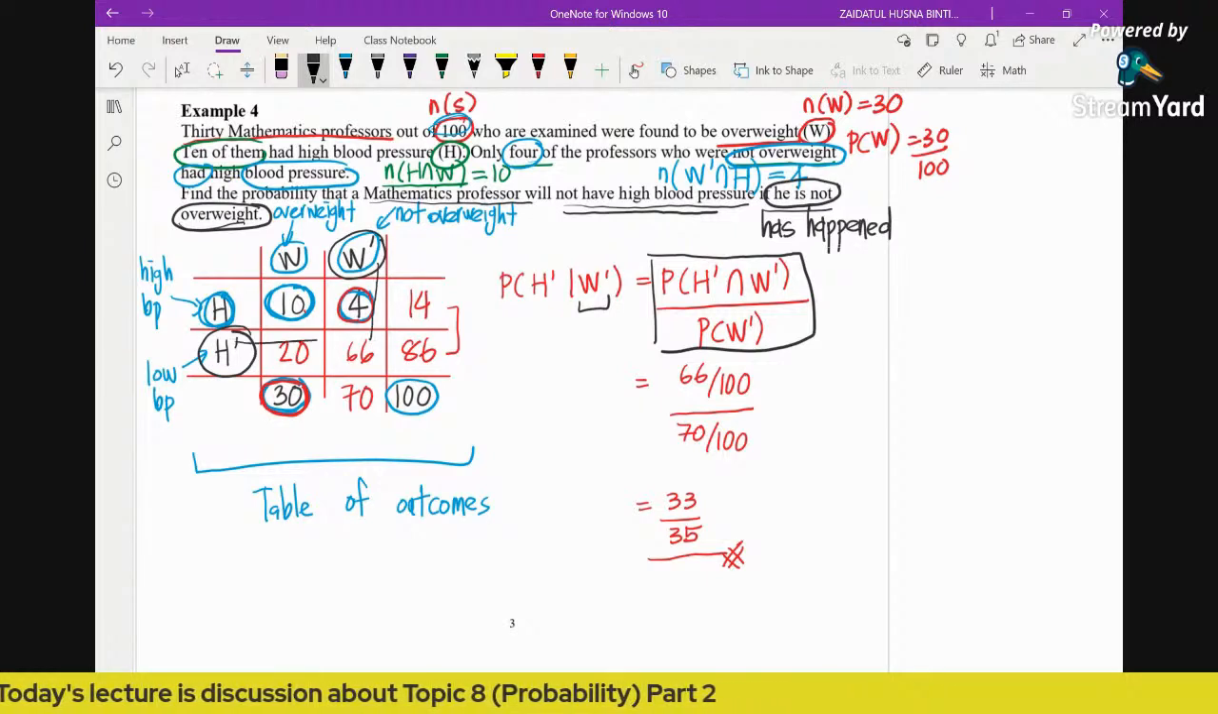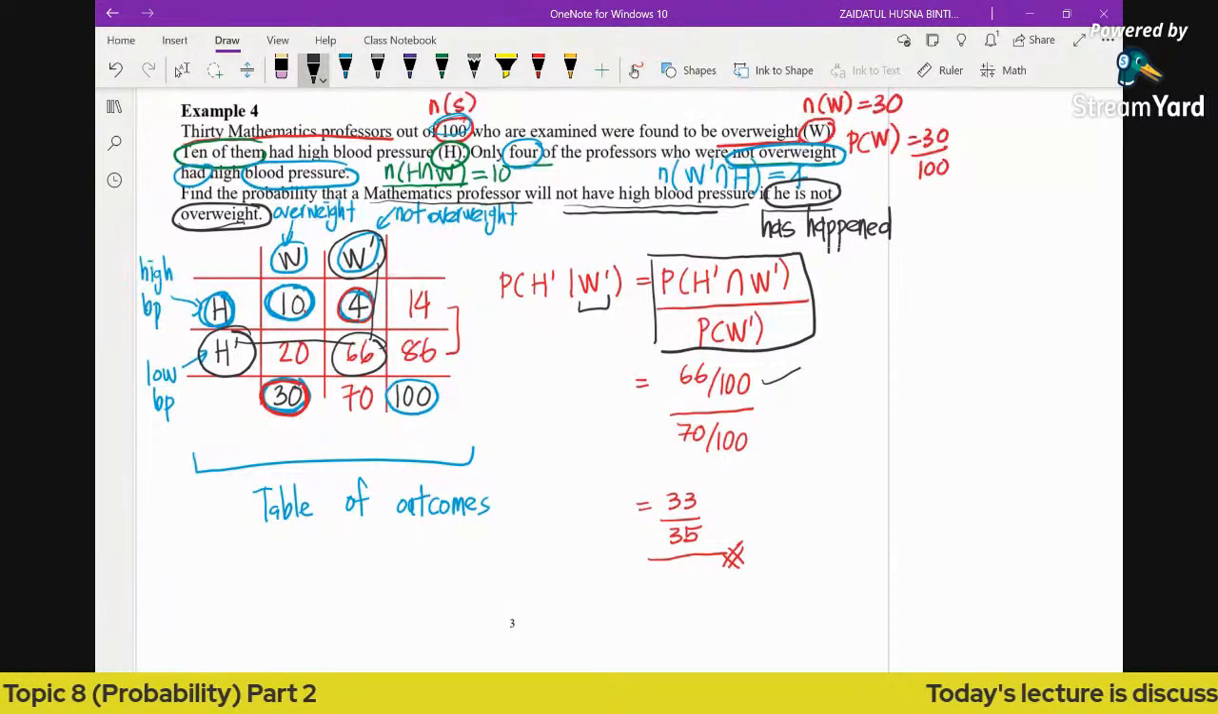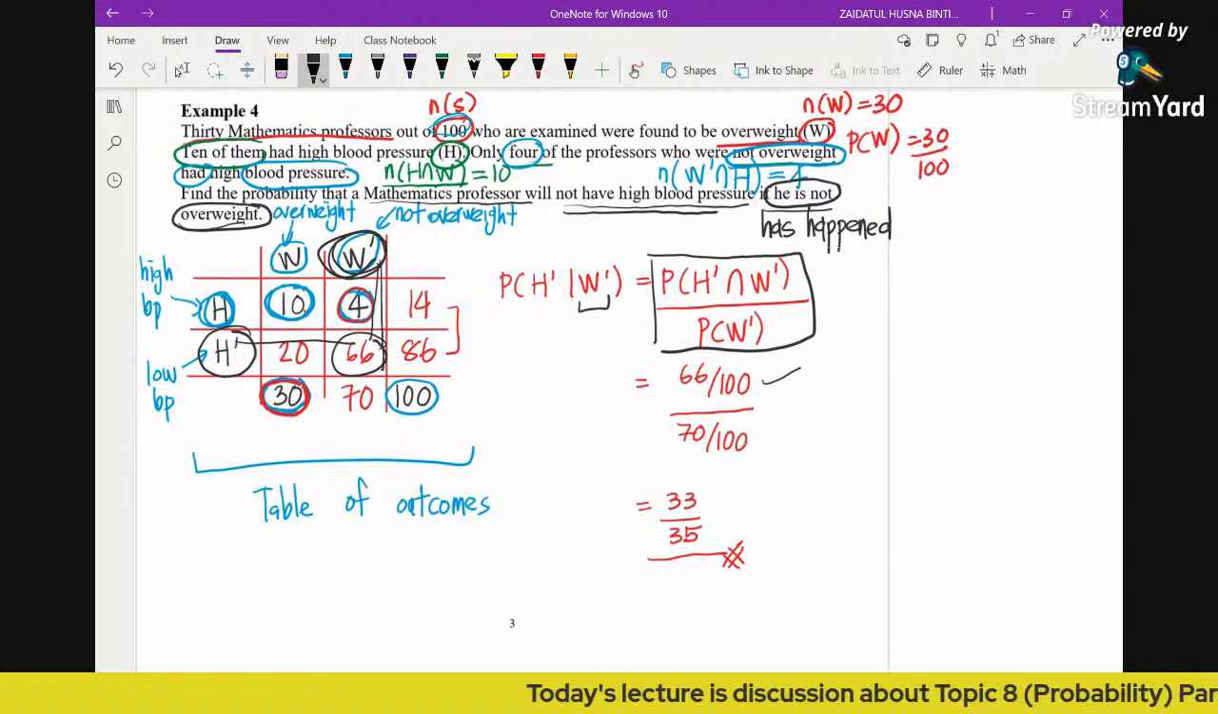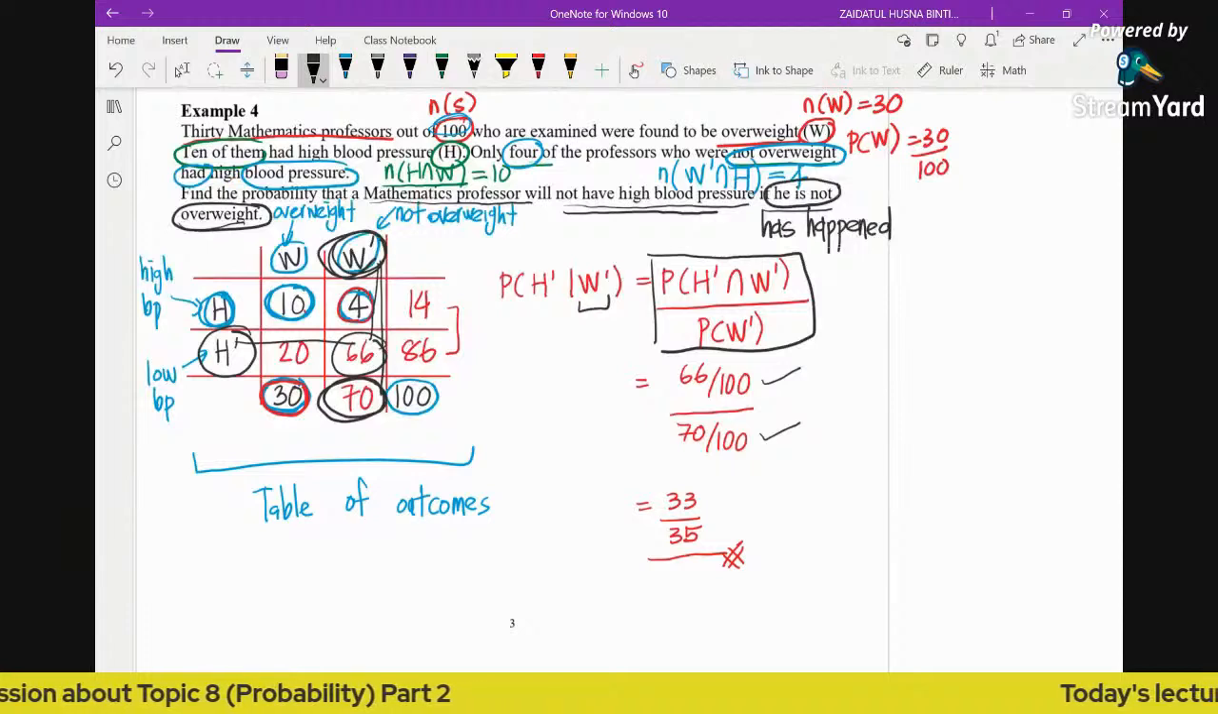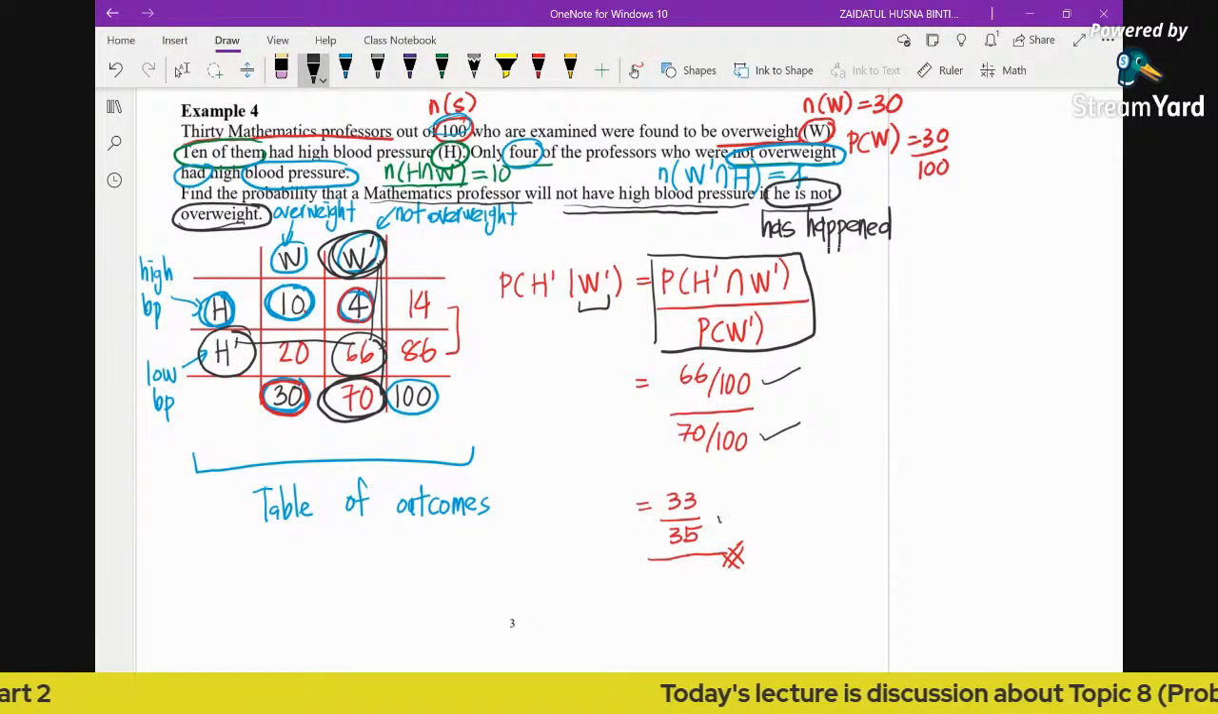You can see the intersection is here, right? So it's 66 over 100, divided by the probability of W prime. So you look for the W prime here. You can see that W prime is 70 over 100. So 66 over 100 divided by 70 over 100 is equal to 66 over 70, which is equal to 33 divided by 35.